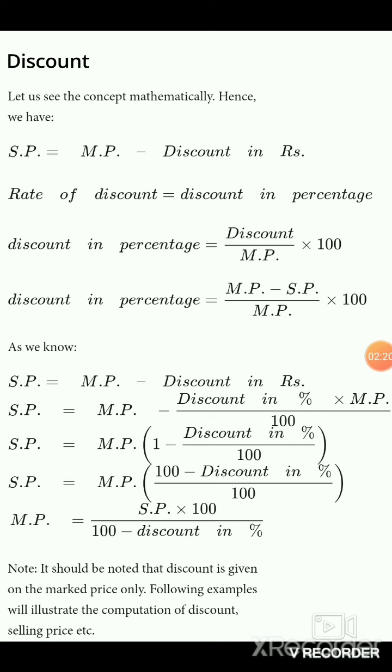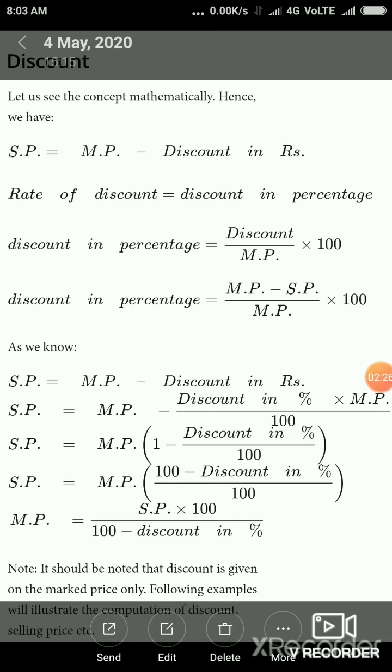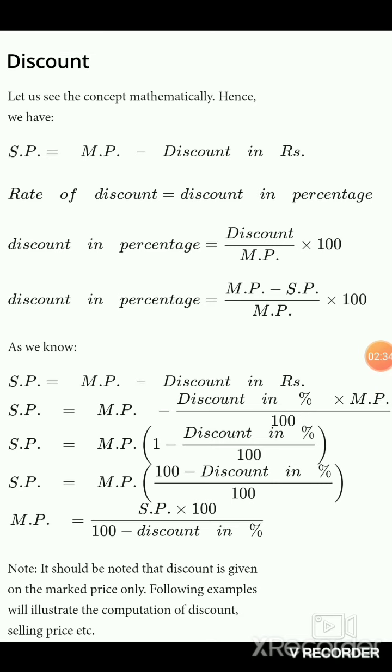If discount is not given in rupees, mostly they provide the discount in the form of percentage. Then how will we calculate the discount in rupees? Discount in rupees is equal to discount in percentage into MP by 100. You will get the discount amount. If you have to remove the percentage sign, then it will be divided by 100, and as you know, discount depends only on the MP. So discount in rupees is discount in percentage by 100 into MP.